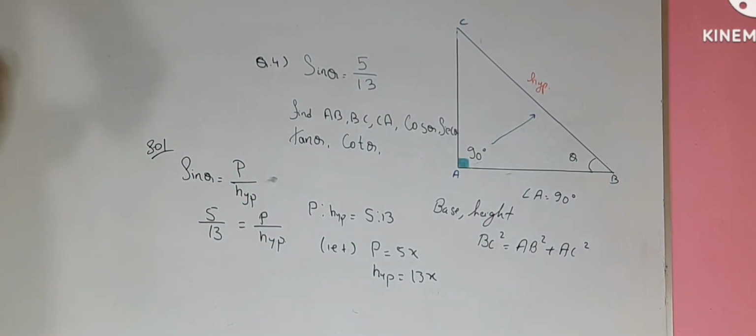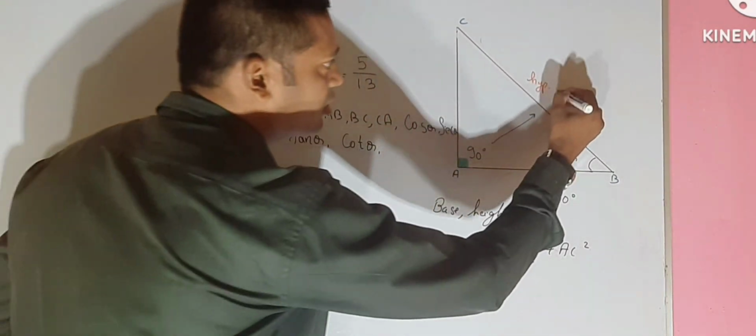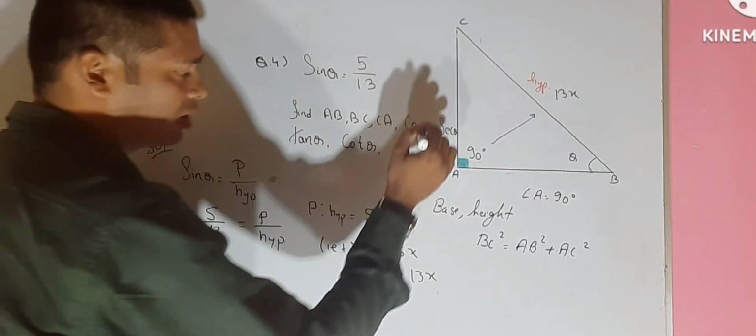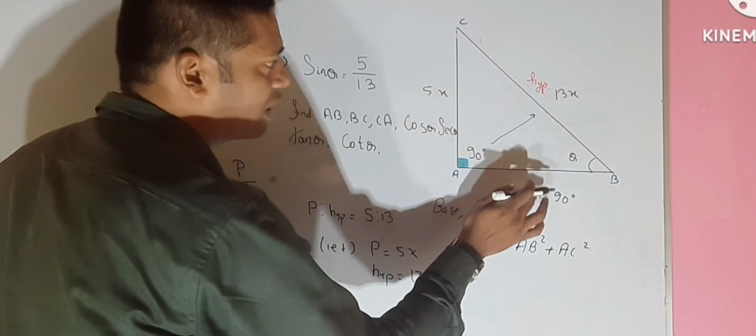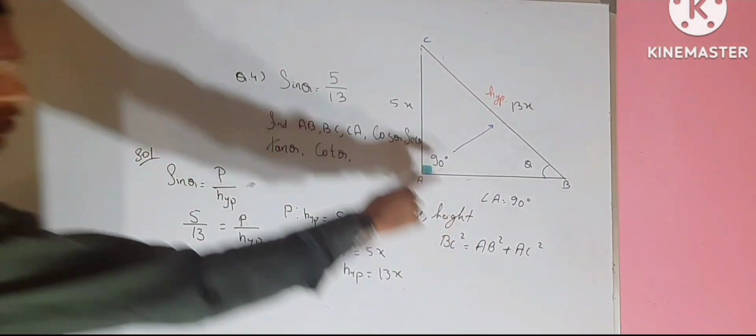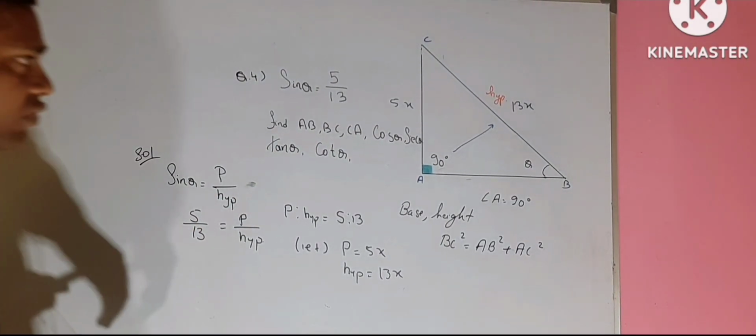Okay, so write in the diagram. Here it will be 13x, and perpendicular, nothing they told you, I will take this one only as perpendicular. So 5x. We are not having this one, so you find it out by using the Pythagoras theorem. When you have these two values, here we have to find out this.